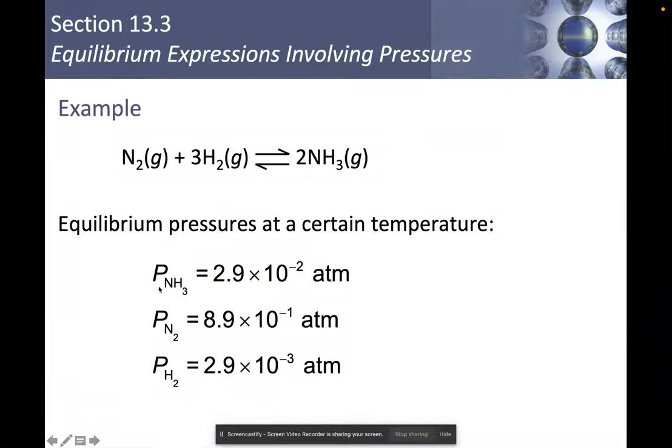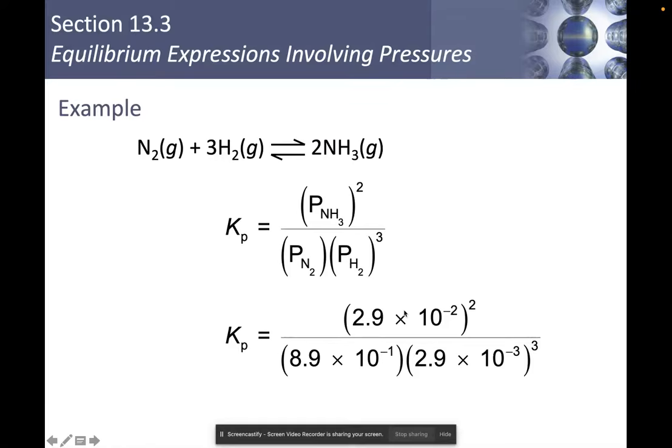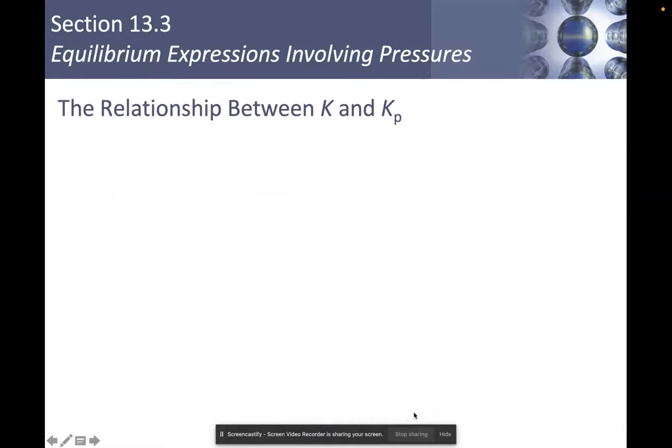I could say, hey, here are my partial pressures. Find the equilibrium constant. So plug them in. Here's what I would get. I would take my equilibrium expression, but with pressure, and then I would just plug those in. So 2.9 times 10 to the negative 2 squared divided by 8.9 times 10 to the negative 1 times 2.9 times 10 to the negative 3 cubed. And I would get a number like 3.9 times 10 to the fourth. Notice that even though these are in atmospheres, my number is unitless.